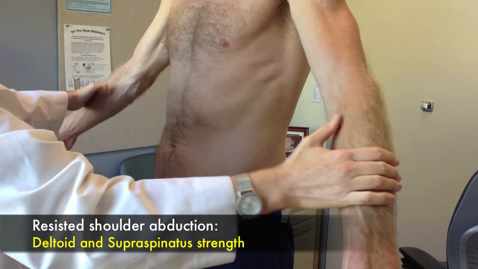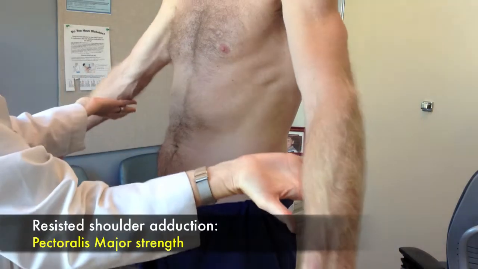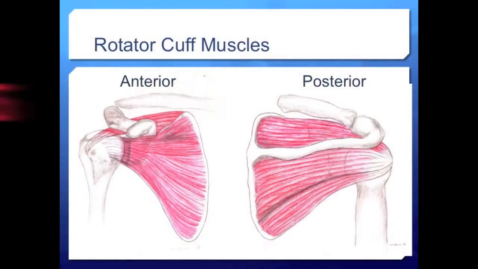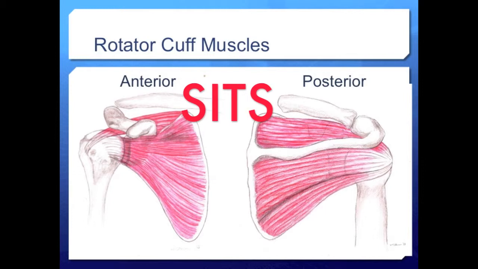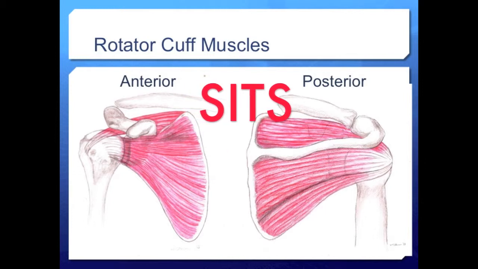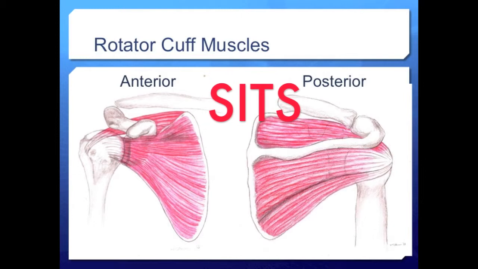We'll talk more about shoulder abduction in the context of the rotator cuff strength exam, but shoulder abduction tests deltoid and supraspinatus strength, while adduction tests pectoralis major strength. After testing the strength of the large muscles, an important part of the shoulder strength exam is isolating and testing each rotator cuff muscle action.